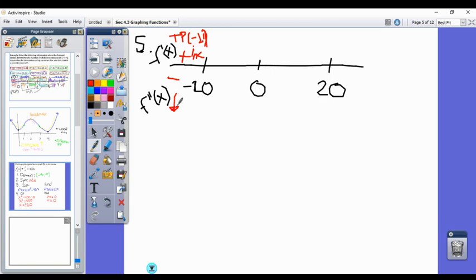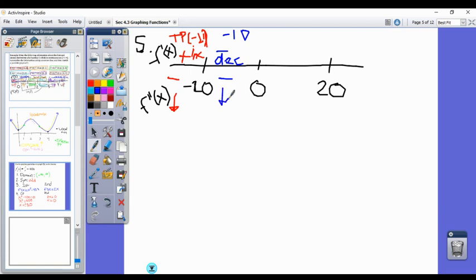Okay. All right, so then I'm going to do a test point between negative 20 and 0. So I'm going to pick negative 10. And if I plug in negative 10, I'm going to get a negative, so I'm decreasing. And I'm going to get a negative, so I'm still concave down.